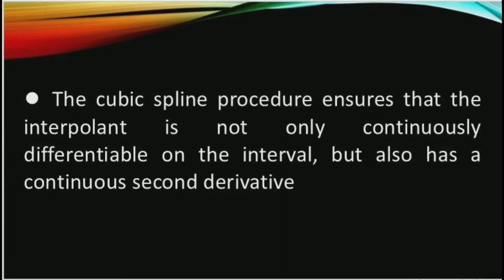The cubic spline procedure ensures that the interpolant is not only continuously differentiable on the interval, but also has a continuous second derivative. So this method gives an interpolating polynomial that is smoother and has smaller error than some other interpolating polynomials such as the Lagrange polynomial and Newton polynomial.